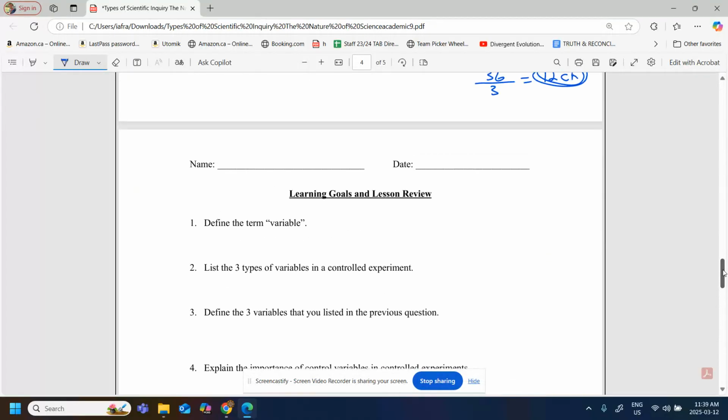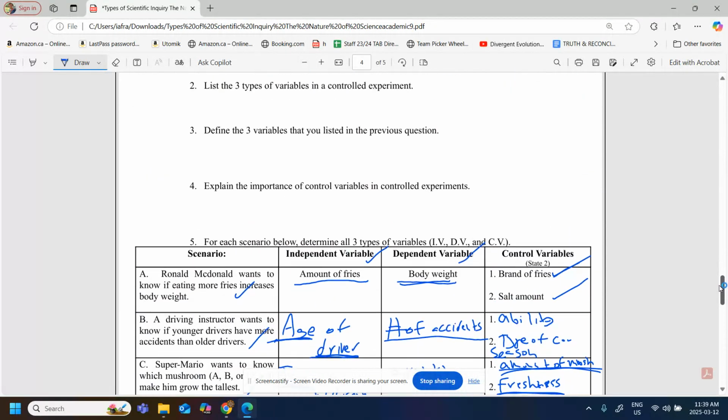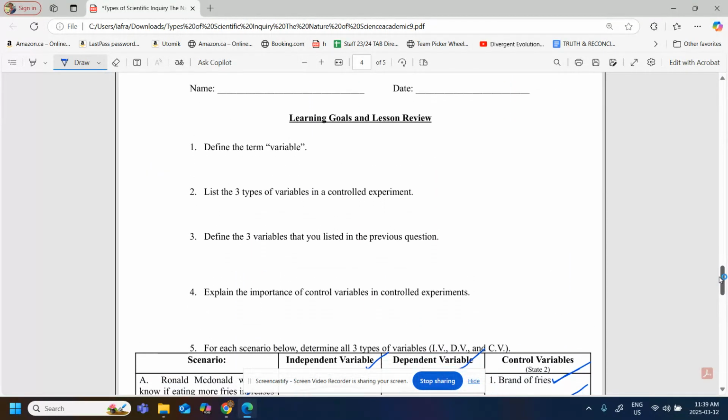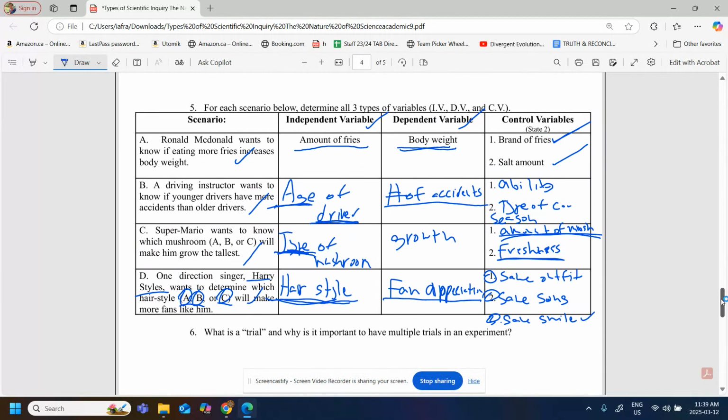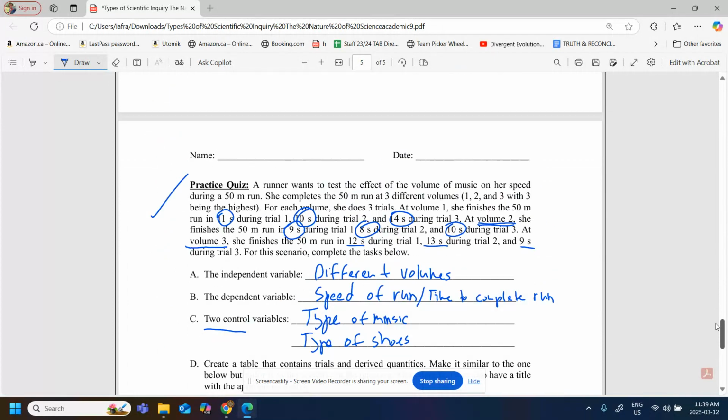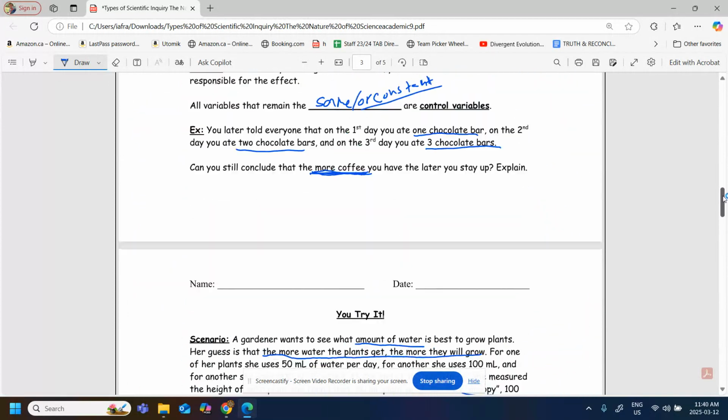For the other questions, as I mentioned, you can take a look in your notes, read over your notes, and then see if you can answer those questions. All answers are there. Please make sure you do the practice quiz on this page here, and also all the other practice scenarios provided.